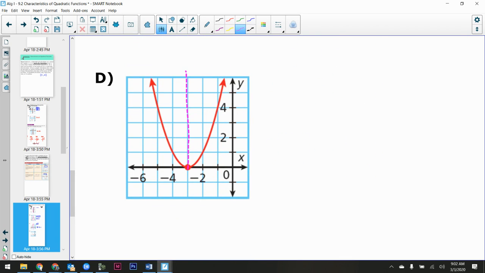And so here's my line of symmetry. It runs all the way through. X equals, what is it, folks? Negative 3.